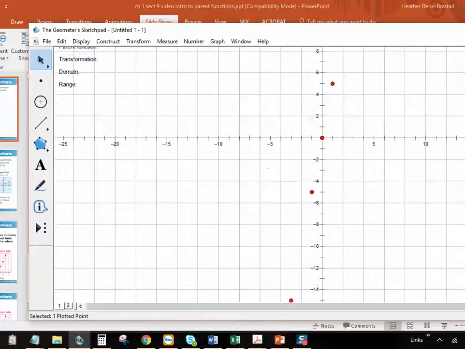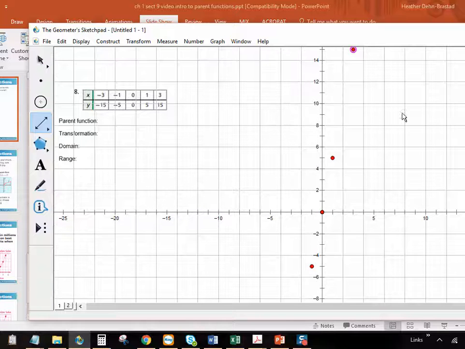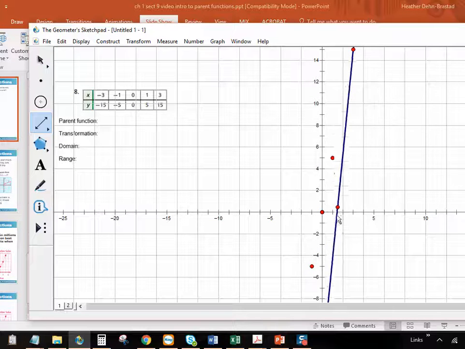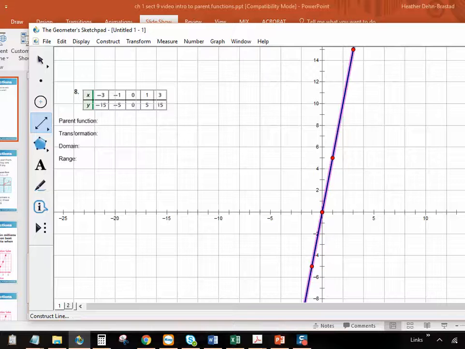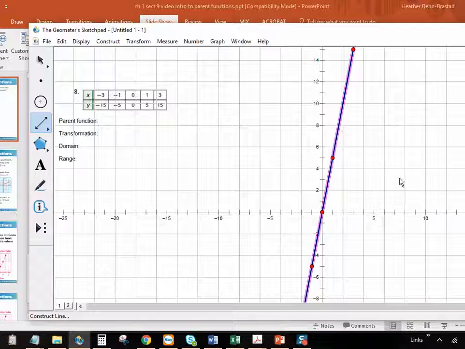And it looks like those points are all in the same line. So I'm going to go ahead and get my line tool over here, and I'm going to see if I connect this point with this one. Yeah, that same line is going through all the points. So now I know that this is a linear function.